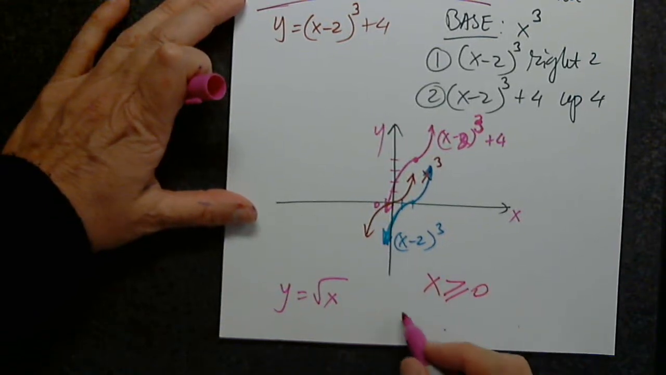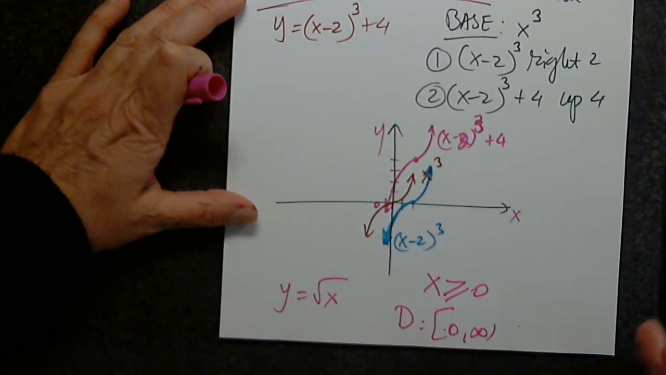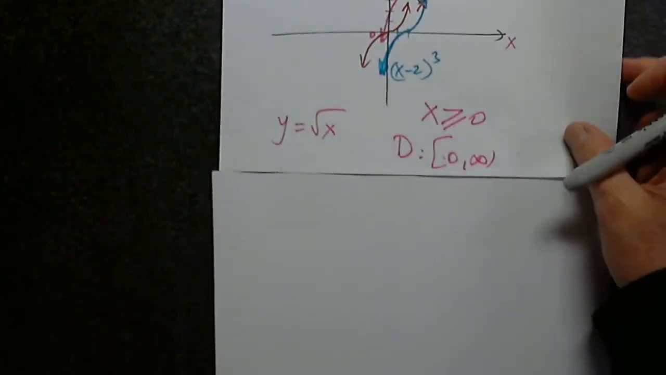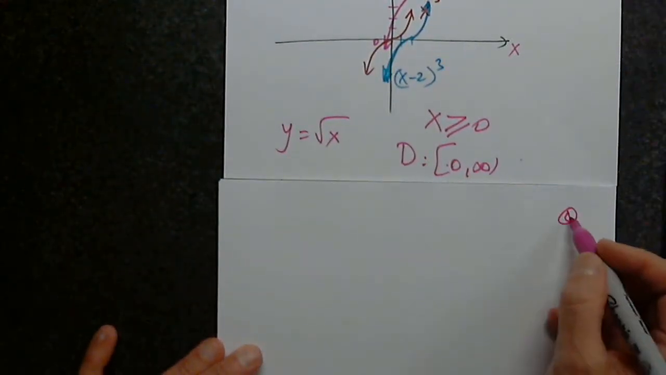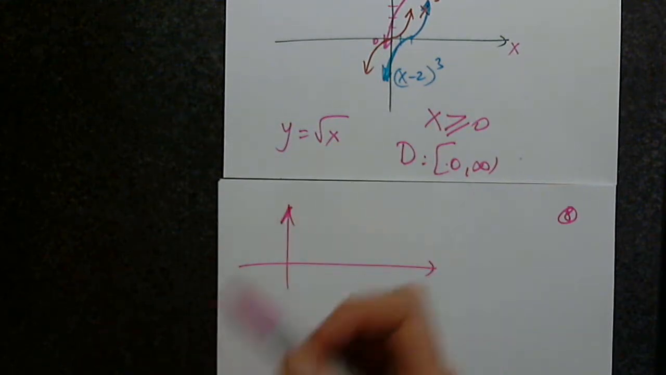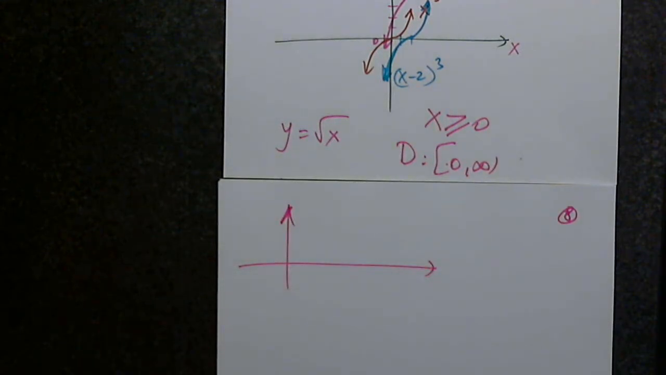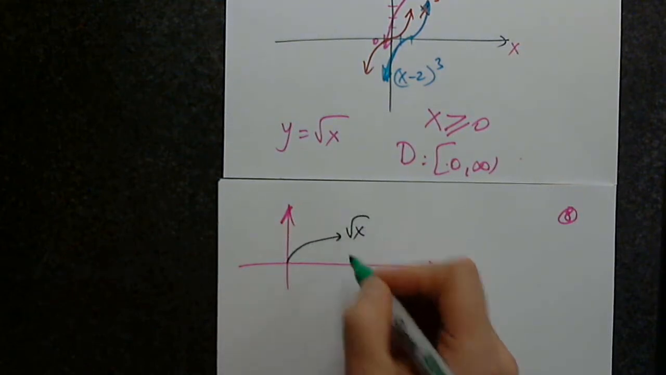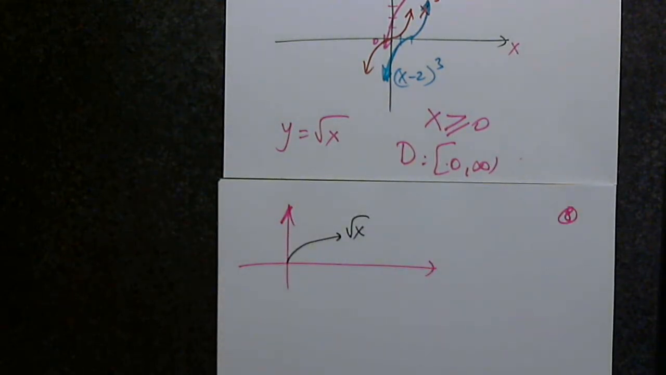The expression under the root must be greater than or equal to 0, so the domain of this function is 0 to infinity, because it's an even index. This is a very important function. What is the range of this function? 0 to infinity. Any questions on the graph of the square root of x?